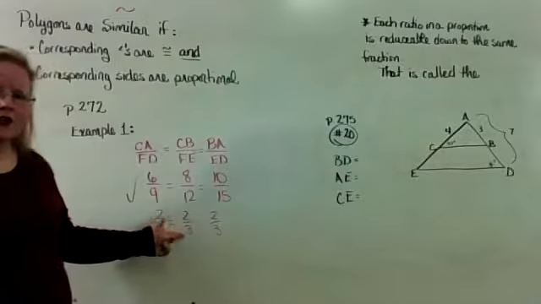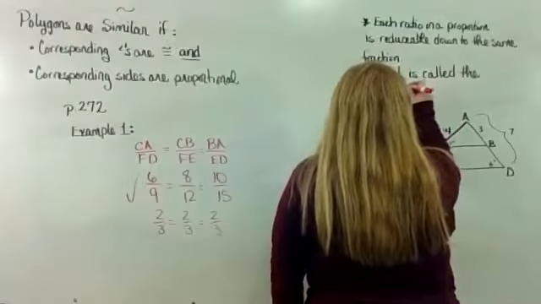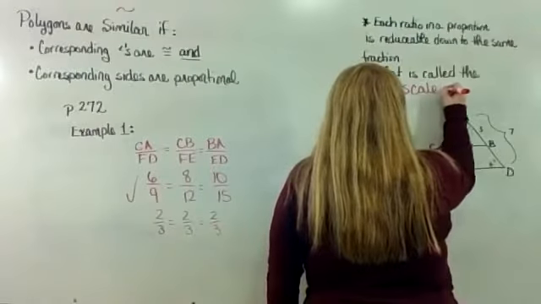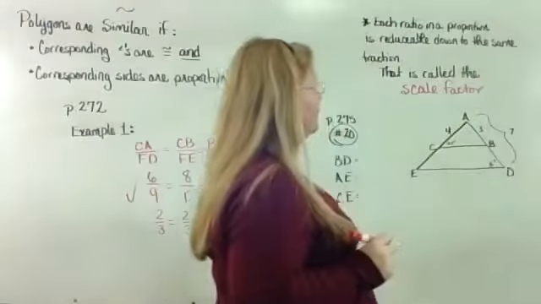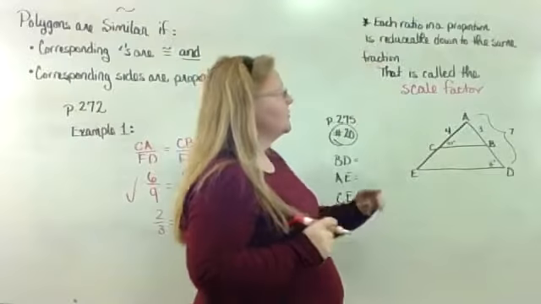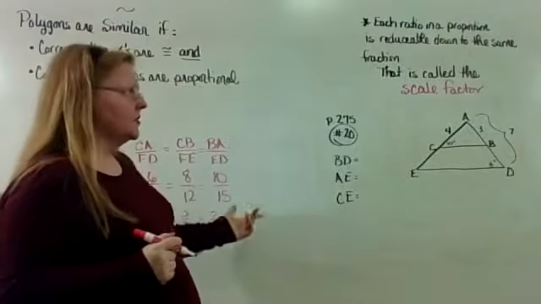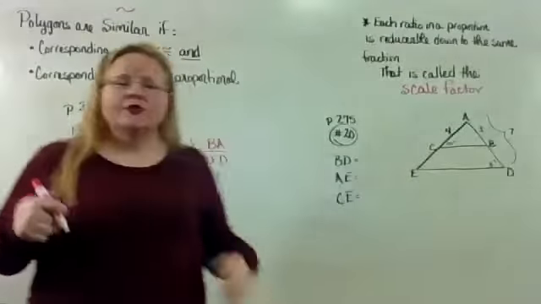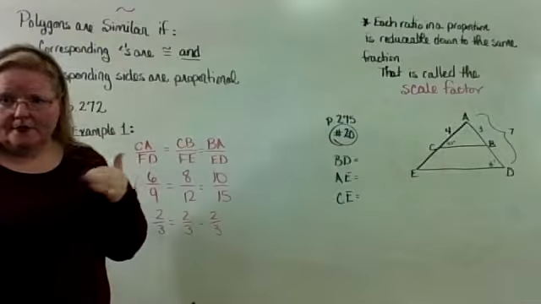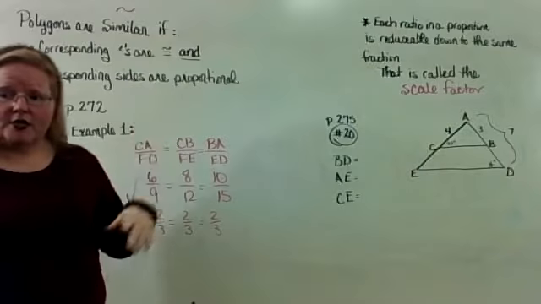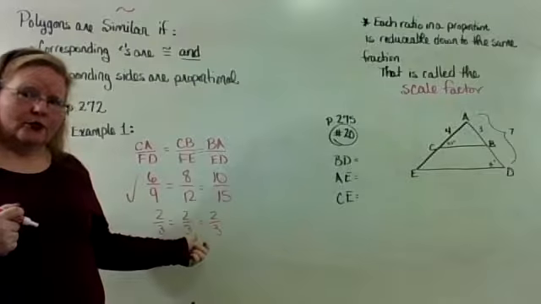This magic 2 over 3 thing is called the scale factor. It has to be true because each ratio in a proportion has to reduce down to the exact same fraction, and that fraction is called the scale factor. So for this particular similarity between these two polygons, which happen to be triangles in this case, the scale factor is 2 to 3.